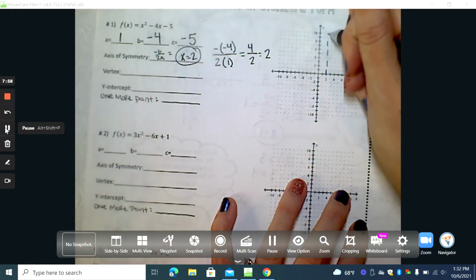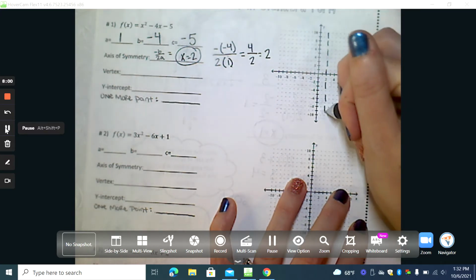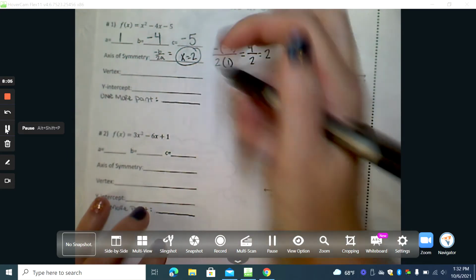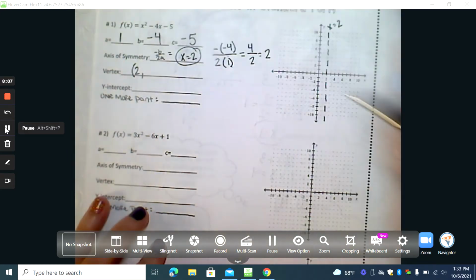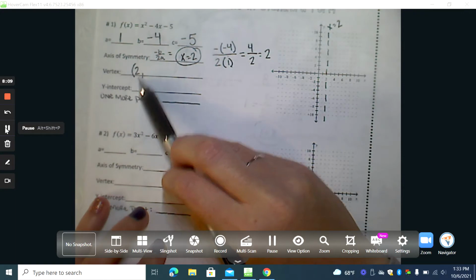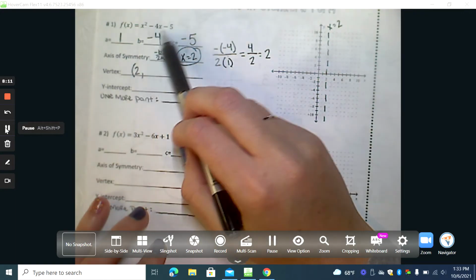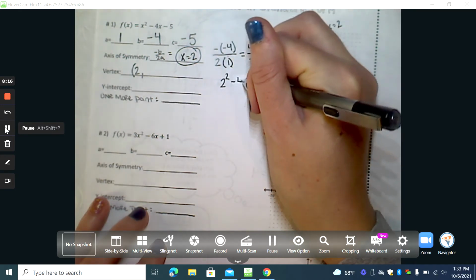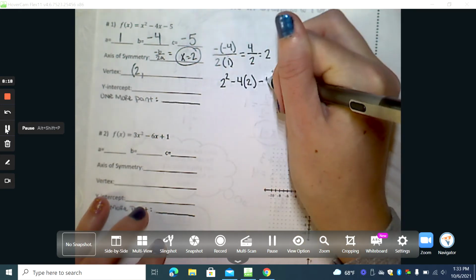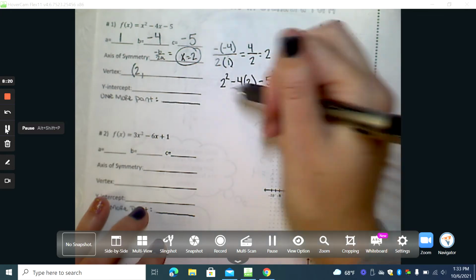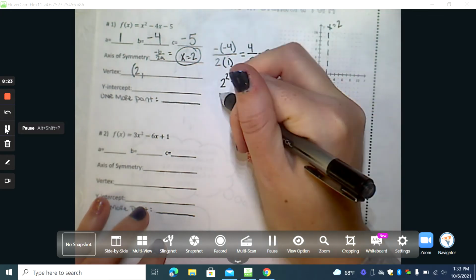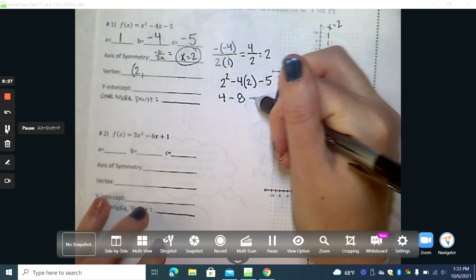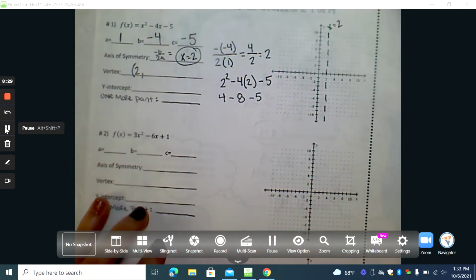I'm going to put some dash marks. My axis of symmetry is here at x equals 2. My vertex, I know that my x value is 2. Let's figure out what my y value is. So I have x squared minus 4x minus 5. So I'm going to take 2 squared minus 4 times 2 minus 5. 2 squared is 4. 4 times 2 is 8. And minus 5, let's go ahead and calculate that.